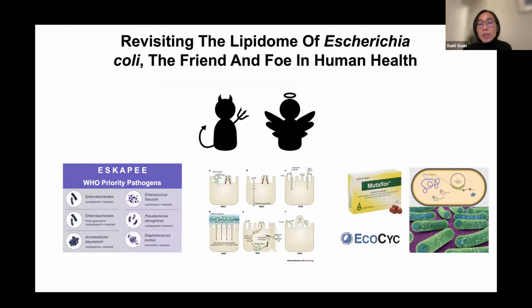So I'll move on to the next study that we have, where we have revisited the lipidome of Escherichia coli, which is a friend as well as an enemy in human health. So E. coli is not just a model organism that we use for our research or in synthetic biology, but it can be a pathogen. It is also a resident of our gut, and in fact, there are pills out there with the Nissle 1917 strain that is commercially available. So that's where the friendly part is.